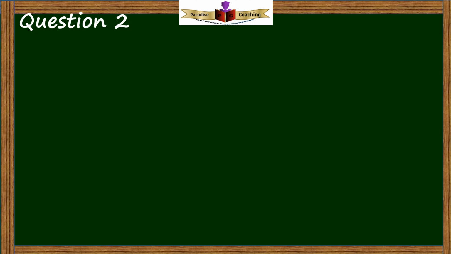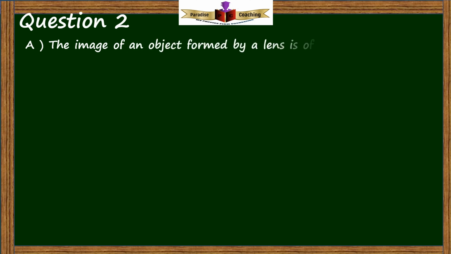Question 2. The image of an object formed by a lens is of magnification -1. If the distance between the object and its image is 60 centimeters, what is the focal length of the lens?